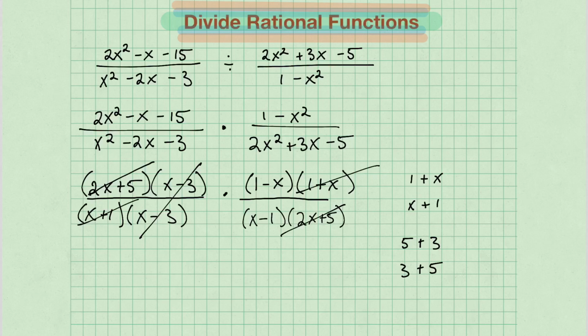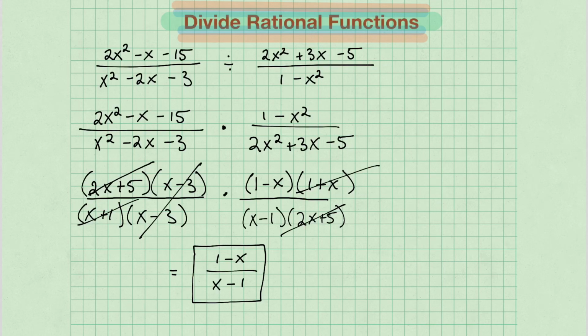So it looks like what we're left with is 1 minus x over x minus 1. And there's our final answer. 1 minus x over x minus 1. Now, mostly you could say that you're done at this point, but I want to show you guys something kind of cool.